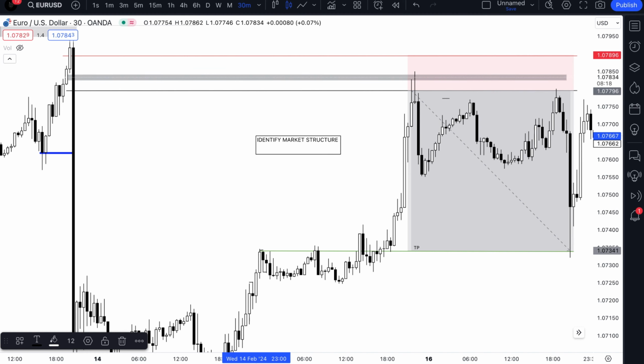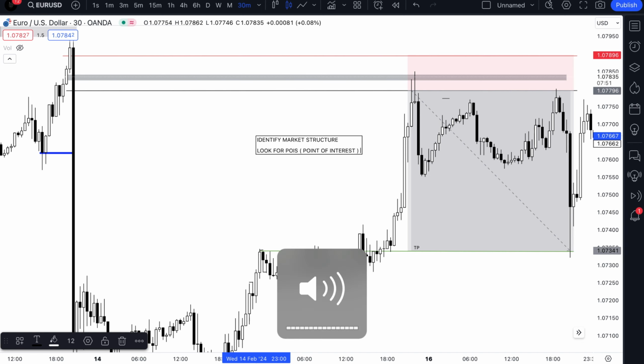Once you've done that, you want to look for POIs, which simply means point of interest. Those points of interest are areas that you're interested in taking trades in. If we're trading smart money, the areas we're looking to trade are things like fair value gaps, order blocks, supply and demand zones. Those are all smart money entries, so those are our points of interest.